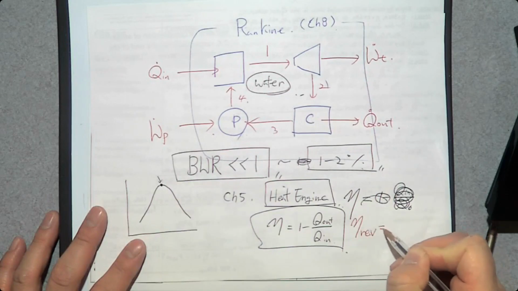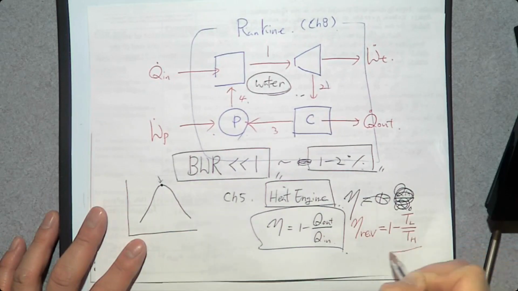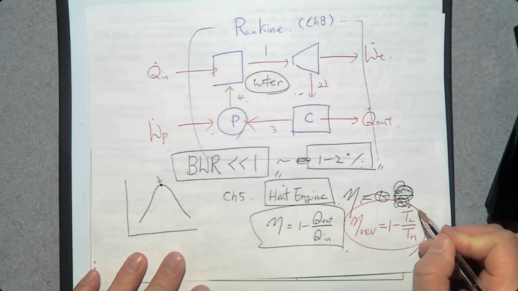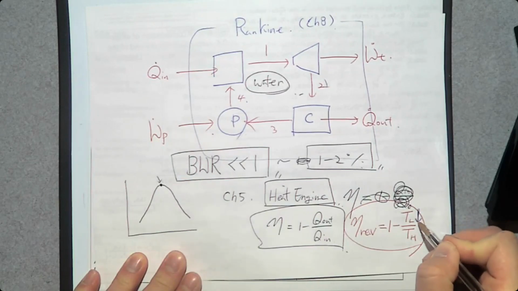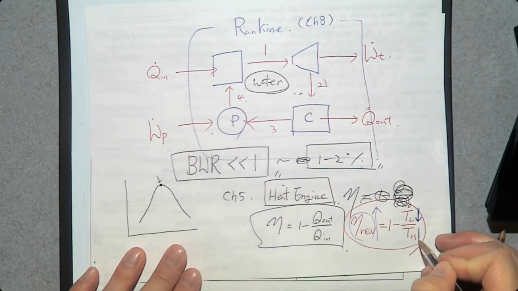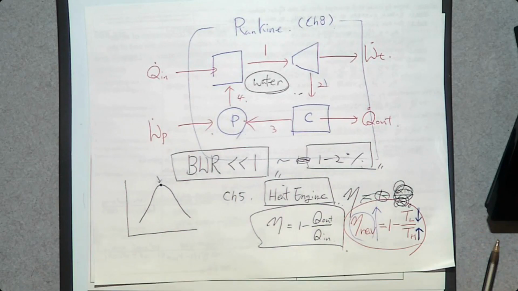The reversible heat engine has an efficiency 1 minus TL over TH. So what is TL? This is the temperature of the coolant. So if you want to improve this thermal efficiency, there are two ways. One is decreasing the coolant temperature, then it will increase the thermal efficiency, or increasing the temperature of the source of the energy.